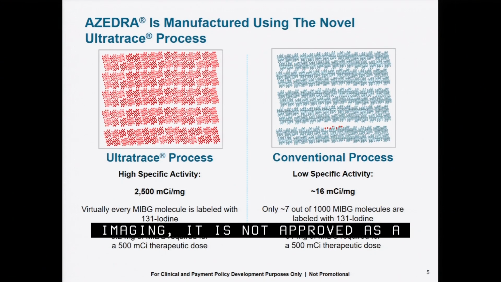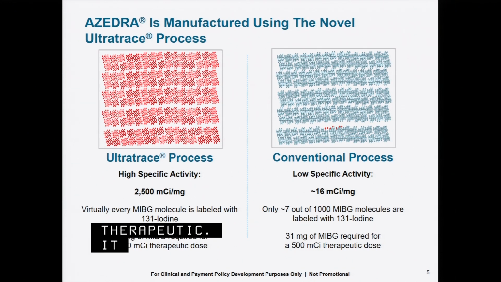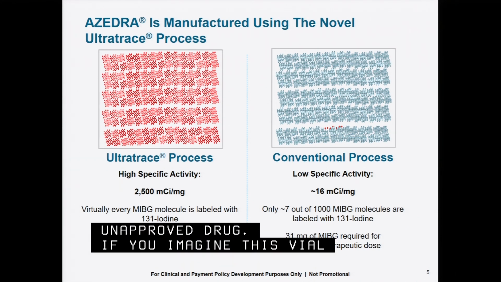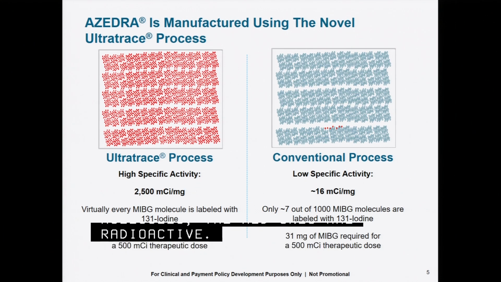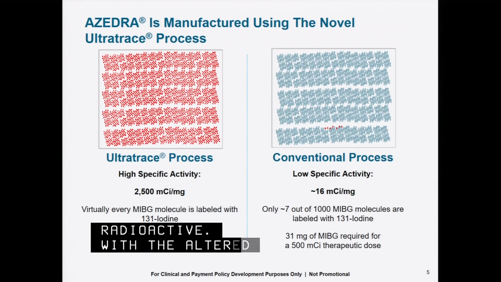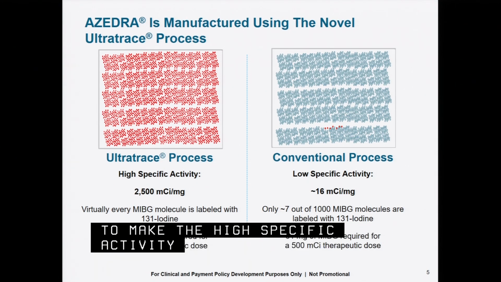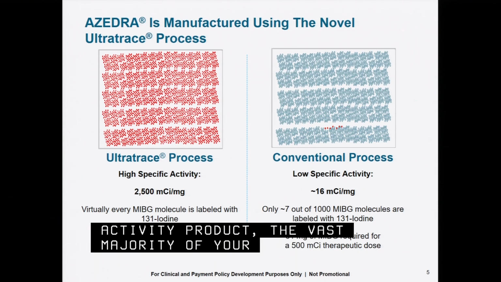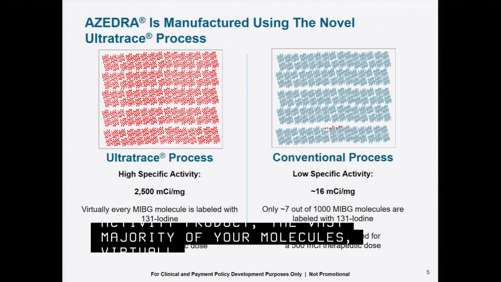Shown another way, if you imagine this vial of MIBG molecules, the red ones are radioactive, the blue ones are not radioactive. And so with the ultratrace process to make the high specific activity product, the vast majority of your molecules, virtually all of them, are radioactive, whereas with the low specific activity product, the vast majority are not radioactive.